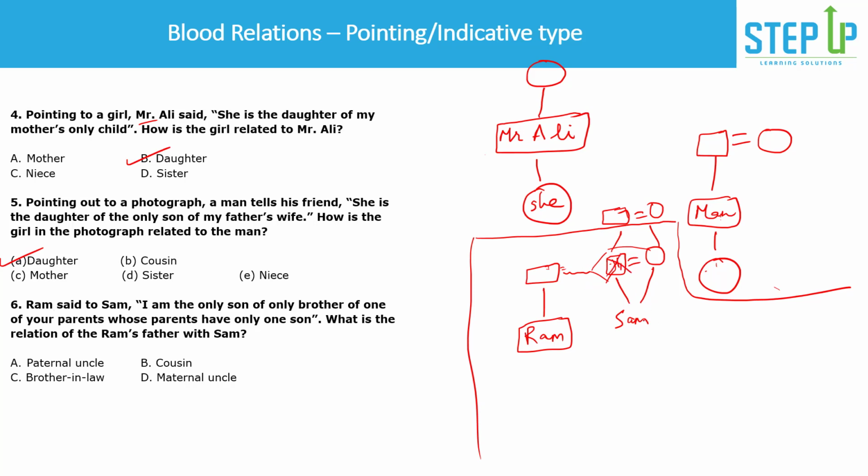The only case is Sam's parent, which is Sam's mother, and mother's parents who had only one son. So this is anyways daughter. So the only son could be this guy, right? Ram's father. So that means this is related to Sam's mother. So now he says, what is the relation of Ram's father with Sam? So Ram's father with Sam is Sam's mother's brother. That means uncle, and through mother's side meaning maternal uncle. So done.